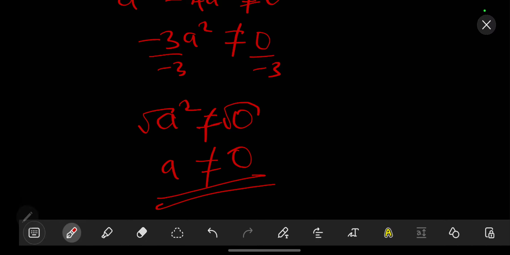So this is the condition. A should just not be equal to 0. It could be less than 0, it could be greater than 0, but the main thing is that it should not be equal to 0 in that case.